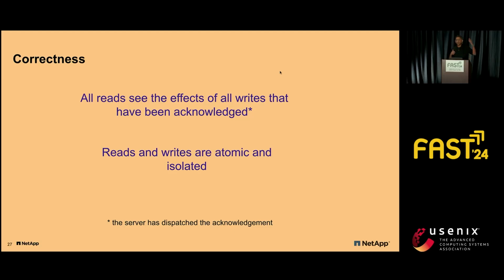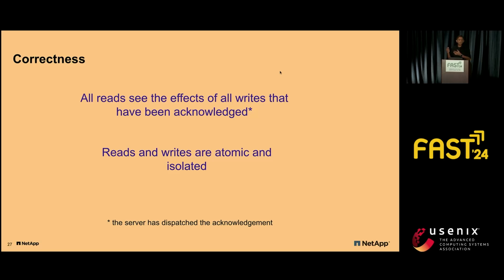Of course, we can't know that a client has seen our acknowledgement for a particular write before they dispatched a read. But as long as we have dispatched the response to any mutating operation, any read that comes after that will see the effect of those writes, and we guarantee that.